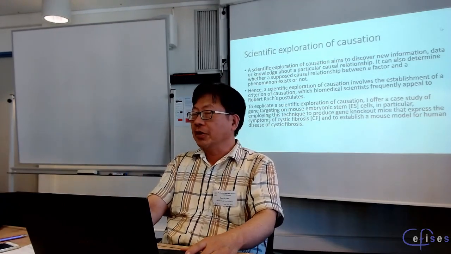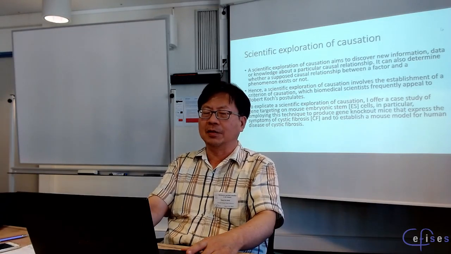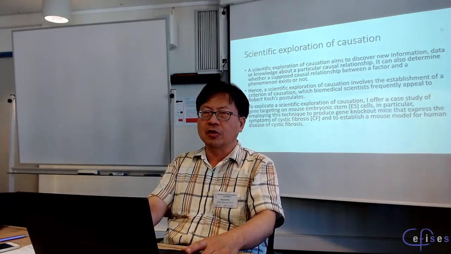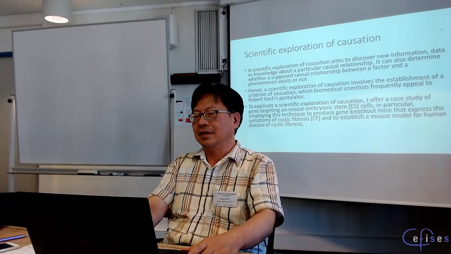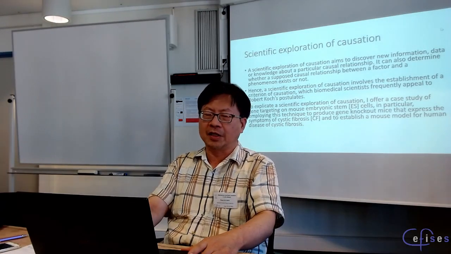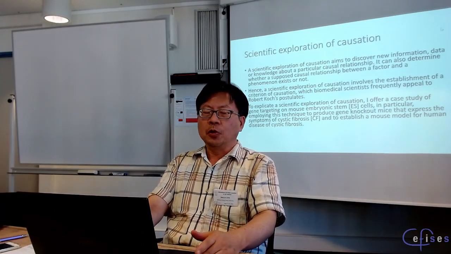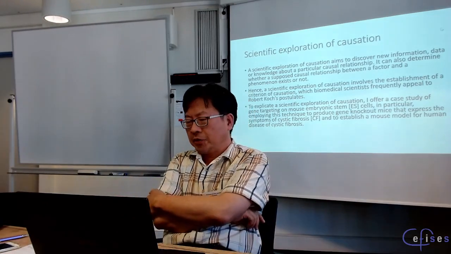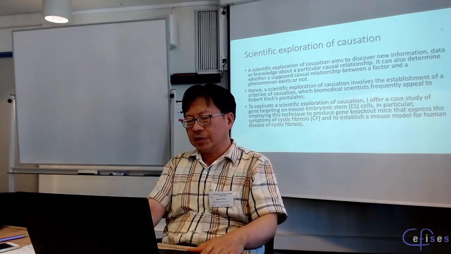A scientific exploration of causation aims to discover new information, data, or knowledge about a particular causal relationship. It can also determine whether a supposed causal relationship between a factor and a phenomenon exists or not. Hence, a scientific exploration of causation involves the establishment of a criterion of causation, to which biomedical scientists frequently appeal: Robert Koch's postulates.